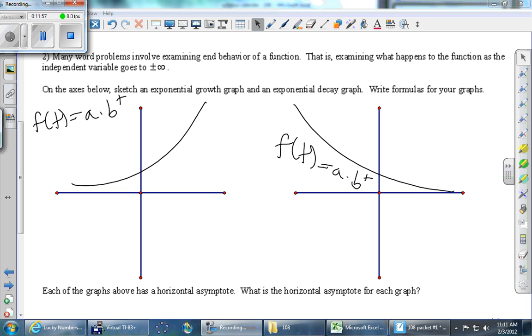Okay, so we've got 2 graphs. One is rising, the other is falling. And the only difference between these is the value of B. What kind of a B do you have for exponential growth? Greater than 1. 1 is the magic cutoff.